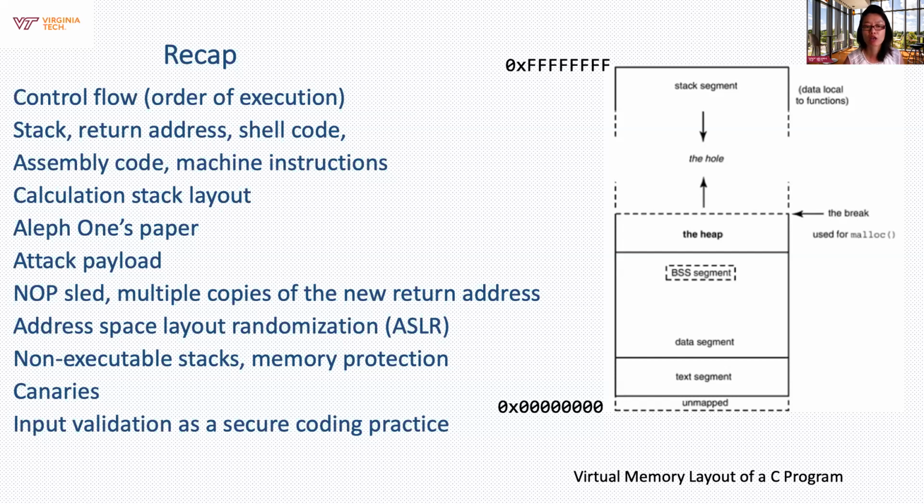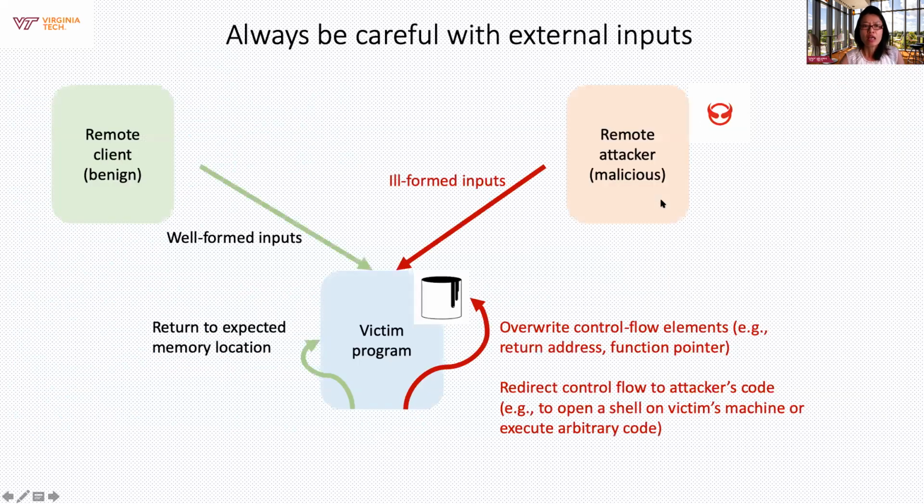Last time we talked about how the attacker can increase the chance of success by using a no-op sled, where you can point the new return address somewhere in the no-ops and then it slides into the shellcode. Then input validation, and we're going to talk about input validation throughout the course.